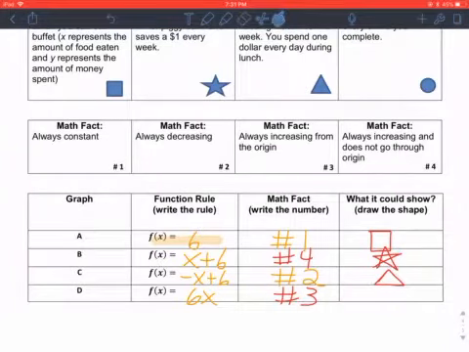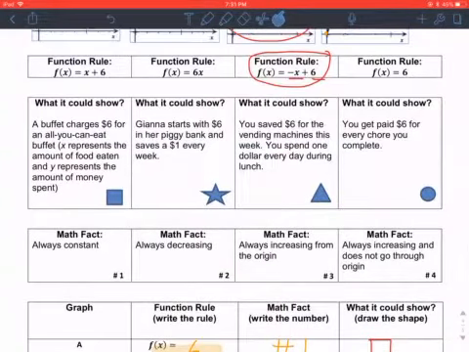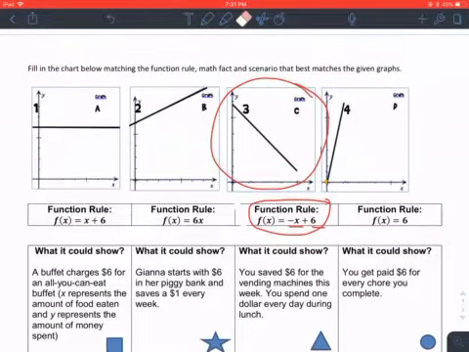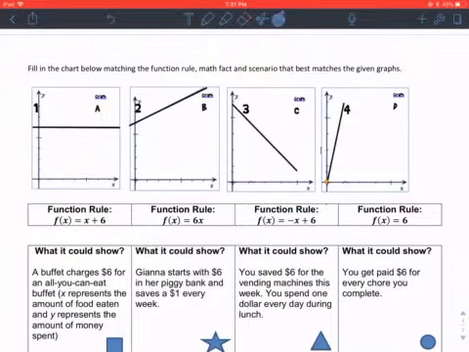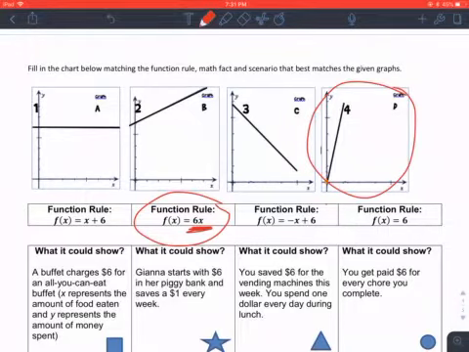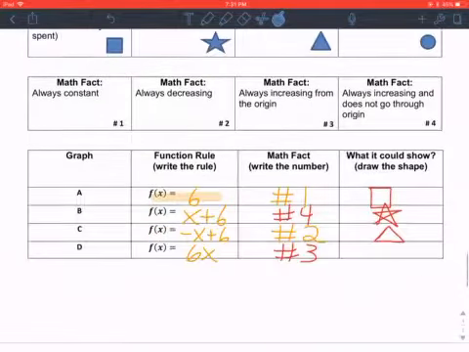Okay, and then the last one I know is going to be circle, but why? It says you get paid $6 for every chore you complete. Okay, so let's think of X as the amount of chores I complete, and I get paid $6 for every one of those. So this is the correct function rule, and this is the correct graph. Okay, so my circle is going to go with the last one.